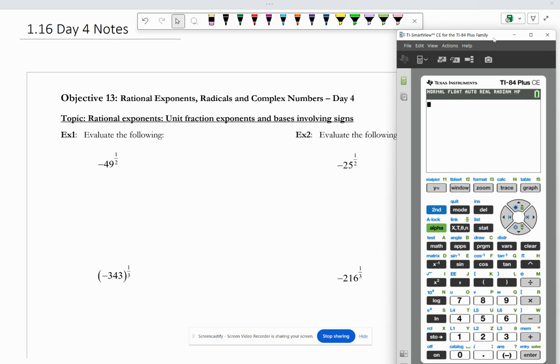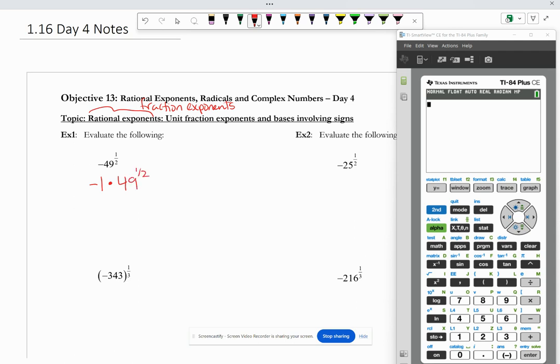So our first topic is rational exponents: unit fraction exponents and bases involving signs. When we talk about rational exponents, they're fractions. So you'll see here I have negative 49 to the 1/2. That's like saying negative 1 times 49 to the 1/2.